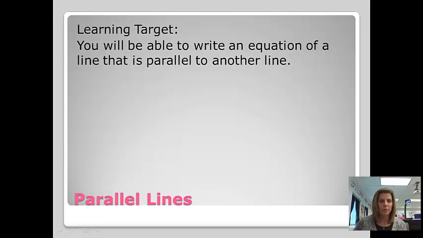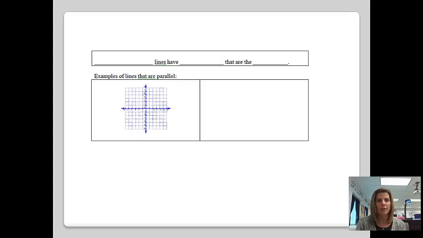So far we've been looking at writing lots of equations of lines given situations: two points, slope and intercept, and slope and point. Well, now we're going to start looking at parallel and perpendicular lines. At the end of this lesson, you'll be able to write an equation of a line that's parallel to another line. First of all, I'm going to give a definition of a parallel line.